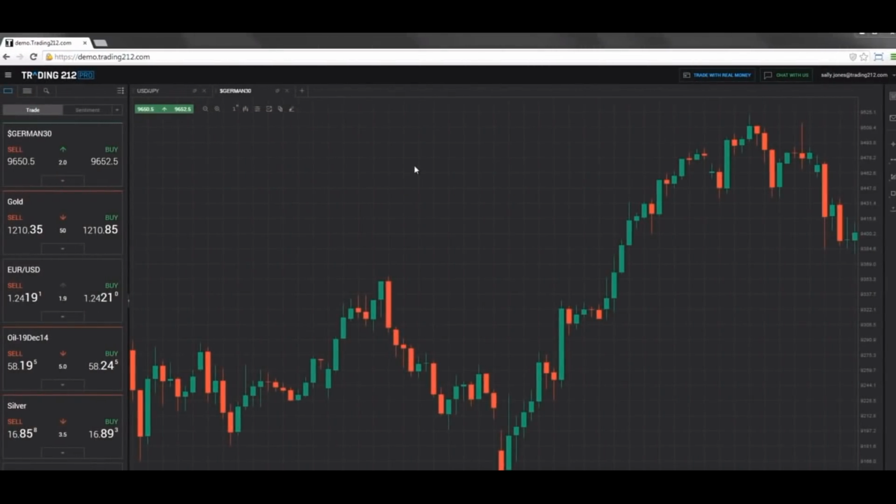Let's go to the Trading 212 Pro platform to demonstrate how to use the Fibonacci retracement tool. Here we have opened the chart for the German index DAX in a candlestick mode at a 1-hour time interval. The price's movement is easily recognizable. In the Trading 212 platform, on the side you have a Fibonacci icon. When you click it, you choose retracements.